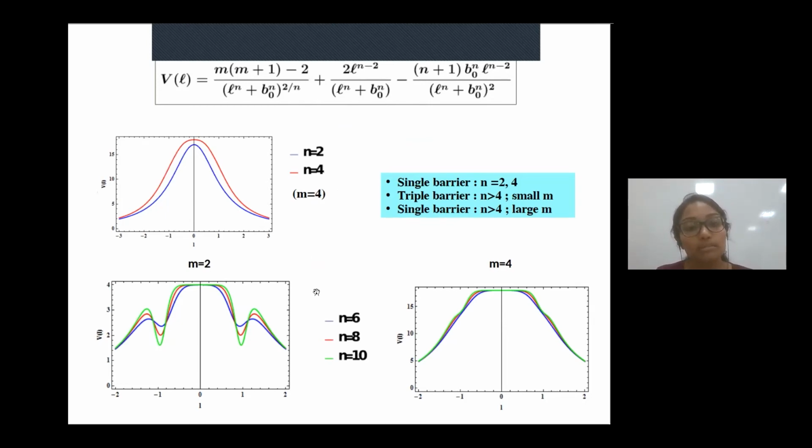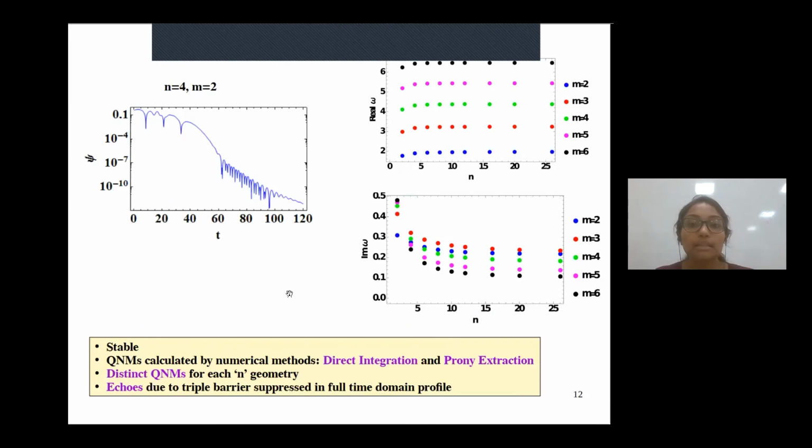Next, if we plot this effective potential for n greater than 4 geometries, say 6, 8, or 10, we see that the effective potential, interestingly, turns out to be a triple barrier for lower m values. And if we increase the angular momentum number m, then these peaks merge to produce a single barrier. It is indeed very intriguing that a very simple wormhole geometry like ours can produce and support such intricate triple barrier potentials. We can correspondingly calculate the quasi-normal modes associated with this axial perturbation.